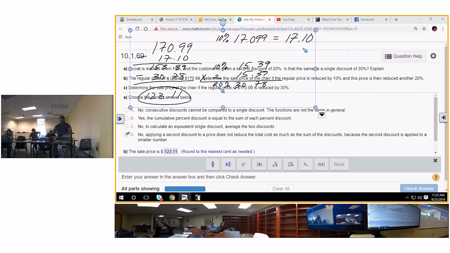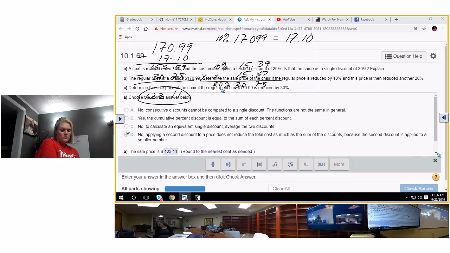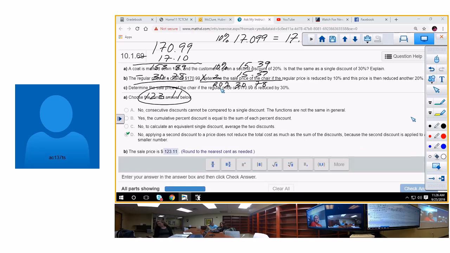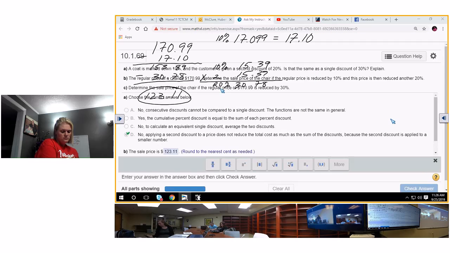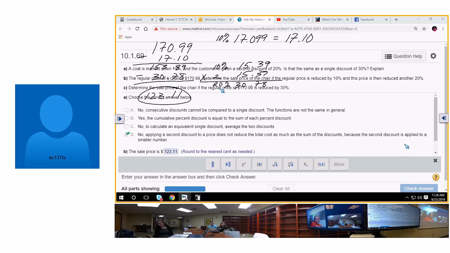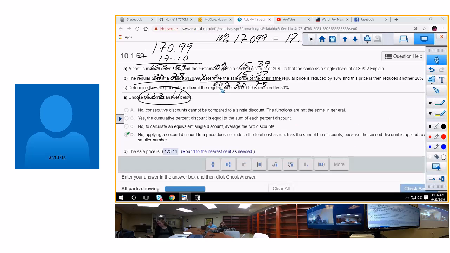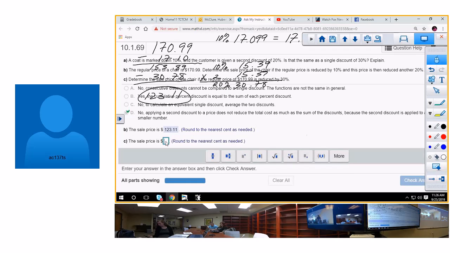So I'm going to take 170.99 and subtract 51.3. Somebody tell me what you get. 119.69. I'm trying, it won't let me go down there. There we go. 119.69.